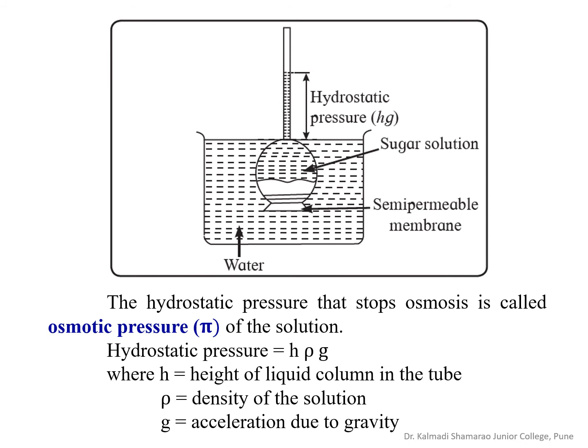The hydrostatic pressure that stops osmosis is called osmotic pressure of the solution. It is denoted by pi. The hydrostatic pressure is equal to the product of height of the liquid column in the tube, density of the solution, and acceleration due to gravity. Thus, pi is equal to h into rho into g.